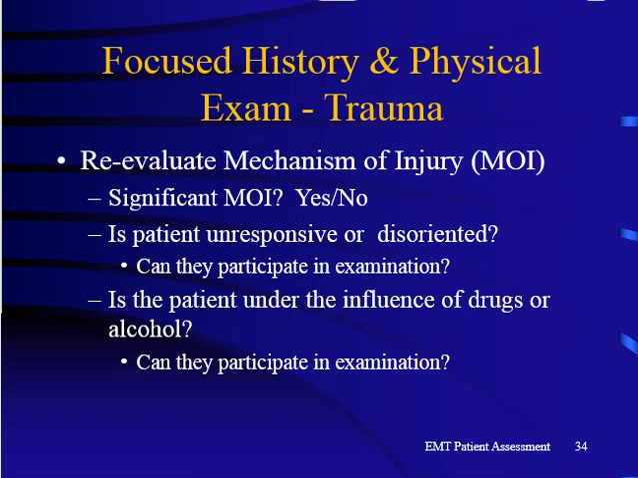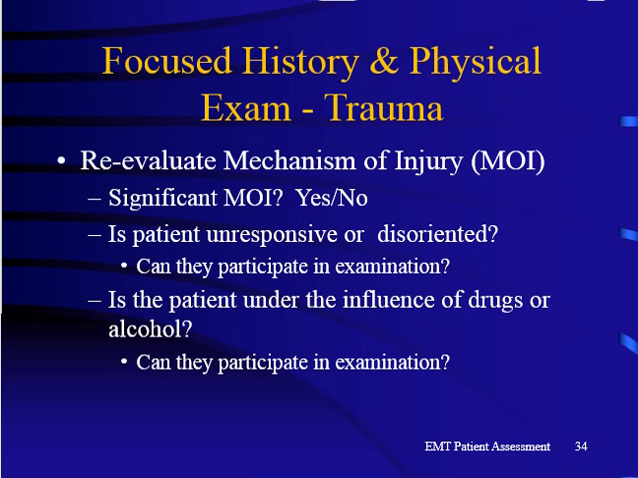Anytime with a trauma patient, after that you want to reevaluate the mechanism of injury. Is this a significant mechanism of injury, yes or no? Was it a high impact wreck? Was it 55 miles an hour? Was it 95 miles an hour? Did somebody die in the accident? If somebody did die in the accident, this is probably going to be a significant mechanism of injury.